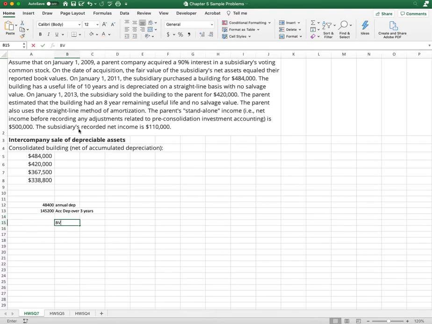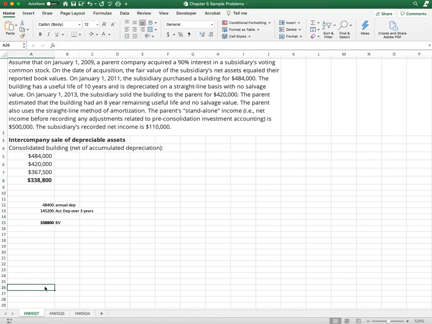And so that means the book value that would be reported as our consolidated building would be the original $484,000 minus the accumulated depreciation, and we get $338,800.